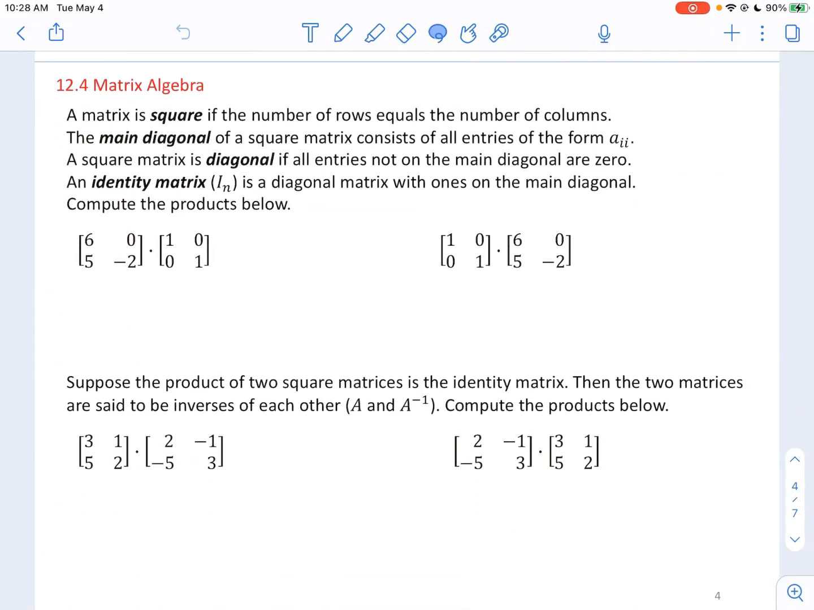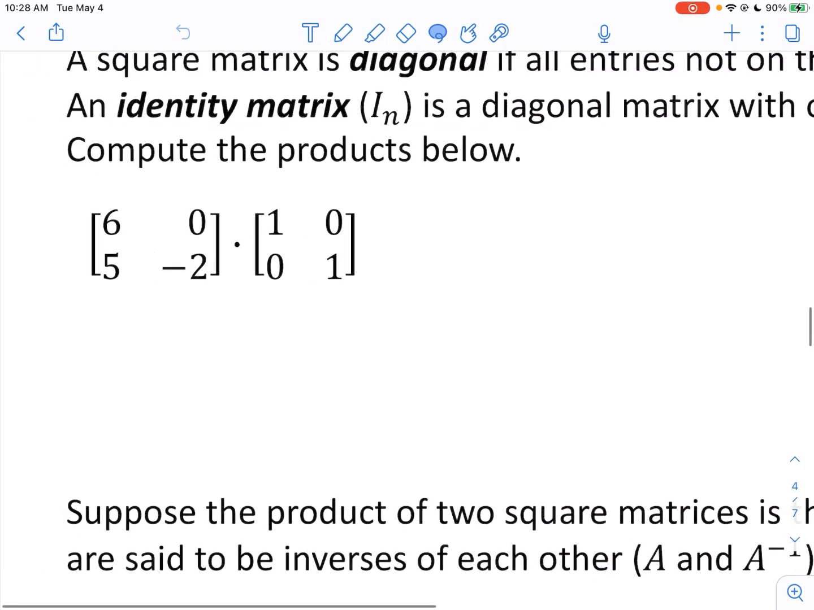A matrix is square if the number of rows equals the number of columns. The main diagonal of a square matrix consists of all entries of the form A_ii. So A11, A22, A33, A44, etc. form the main diagonal. So in this 2 by 2 example, the main diagonal would be the 6, -2. It's in the 1, 1 position and the 2, 2 position.